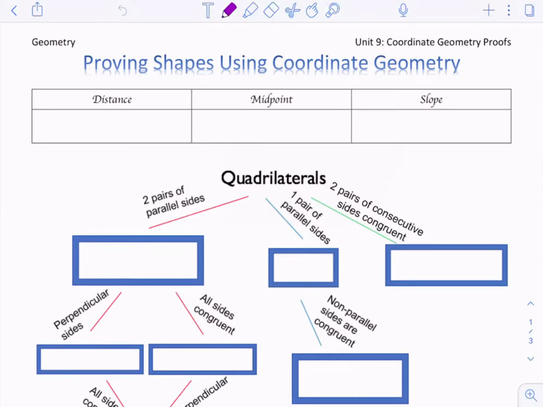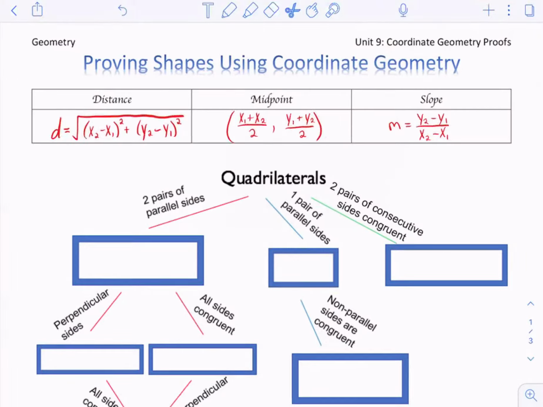Hi everybody. So for today we're going to be talking about proving shapes using coordinate geometry. That involves using the distance, midpoint, and slope formulas. I'm going to just take a second to write down the formulas in case you forgot them. So here are the three main formulas we'll be using to prove a certain shape.